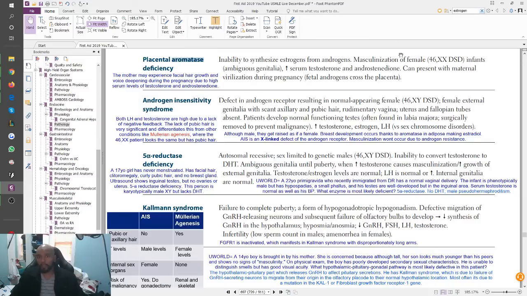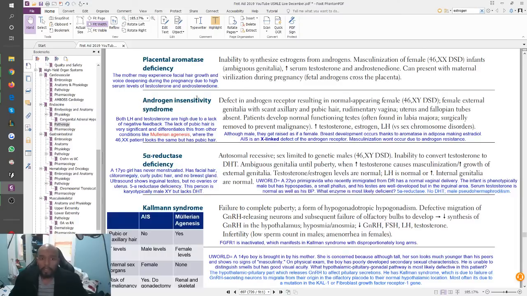And that's what they're explaining here. Masculinization of a female infant, so you can get ambiguous genitalia, high serum testosterone and androstenedione, and it can present with maternal virilization during pregnancy as well. Okay, so it's very, very key. They will most likely tell you that the mother is having masculinization symptoms as well, and that's going to be your cue to pick aromatase deficiency.